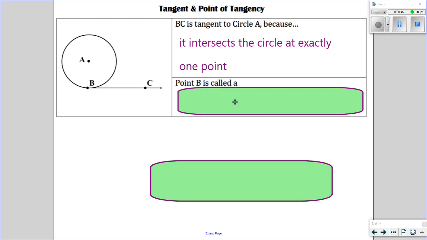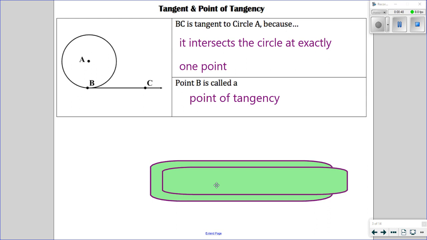So that means point B is called the point of tangency. We have BC as a tangent, and the reason why it's a tangent is because it's touching the circle at one point. It has to touch something, a shape or whatever, at one point. And that point where it touches is called the point of tangency.